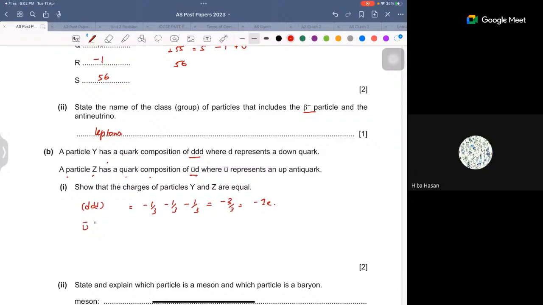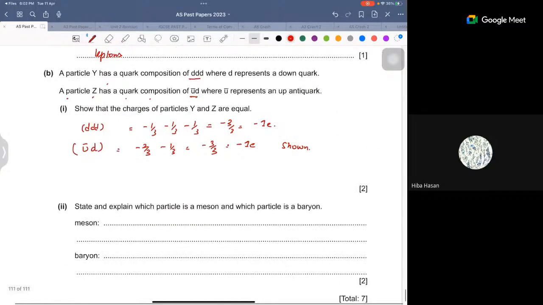Now, anti-up and down: up is plus 2 by 3, but anti would cause it to be negative 2 by 3, and down is negative 1 by 3. So the charge is going to be negative 3 by 3. So that's also minus 1. Just like that. Okay. Then it says state and explain which particle is meson and which is baryon. You need to explain this.